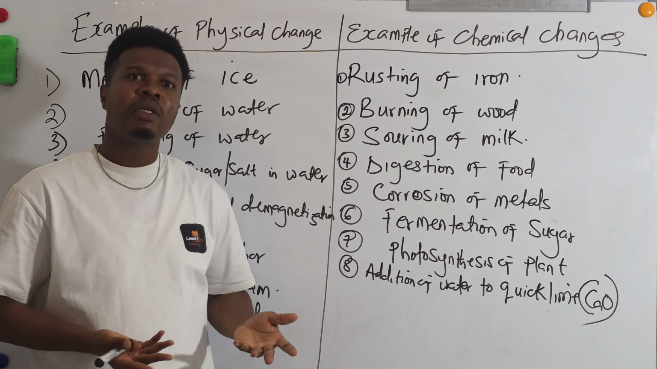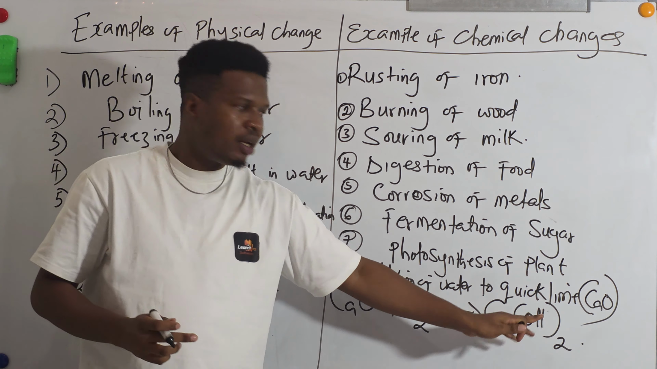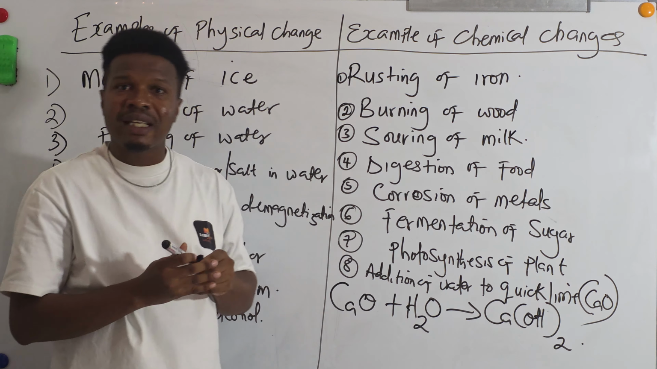Now look at this last one I wrote. This one is different. Addition of water to quicklime. Quicklime is calcium oxide. When you add water to quicklime, you get a new compound called calcium hydroxide, which is slaked lime. This is different from the things that are here. So this is a chemical change. A new product is formed. That's what makes a chemical change.